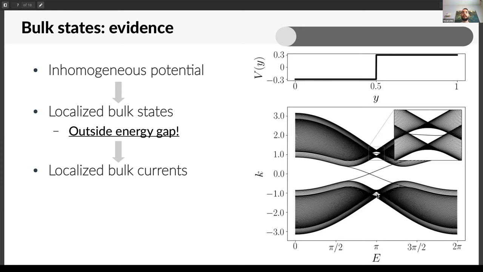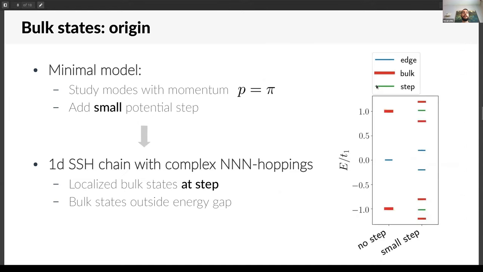It is very interesting to know that these localized bulk states give rise to localized bulk currents. So they are currents that are in the bulk of the Chern insulator. Well, how can we understand the origin of these bulk states? Let's make a minimal model.